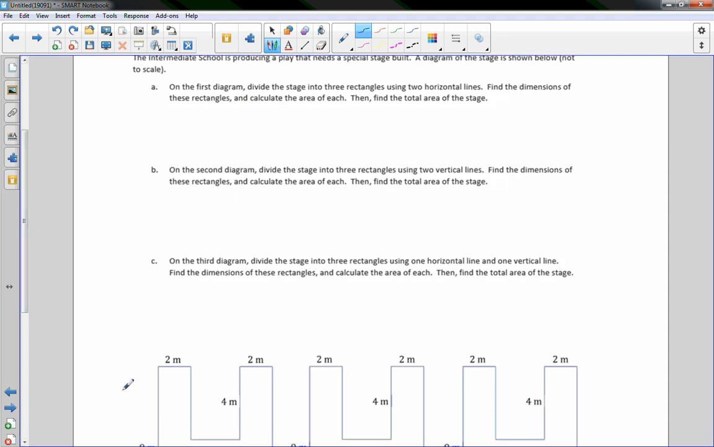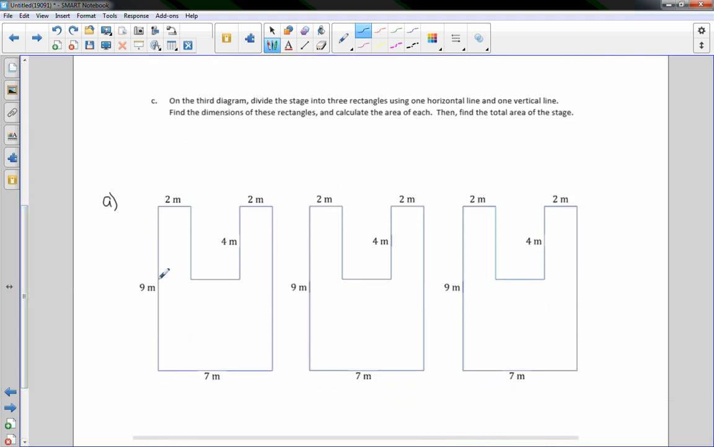So A is on the first diagram. So this is diagram A right here. And it wants us to construct 2 horizontal lines to form 3 rectangles. So what they're saying is to draw a line here and draw a line here. All right? So to find the area of this piece, area equals base times height. Area equals, the base is 2 meters and the height is 4 meters. So the area of this rectangle right here is 8 meters squared.